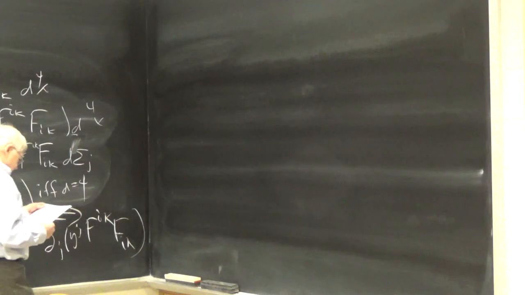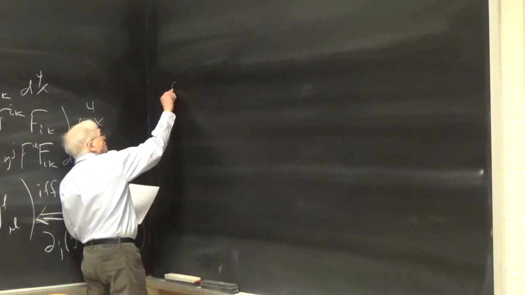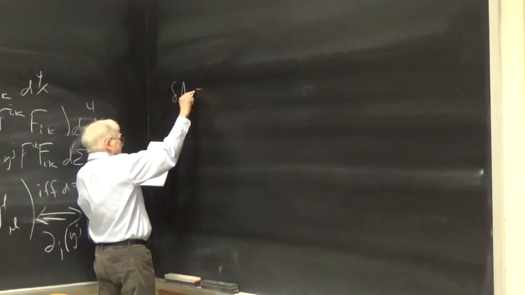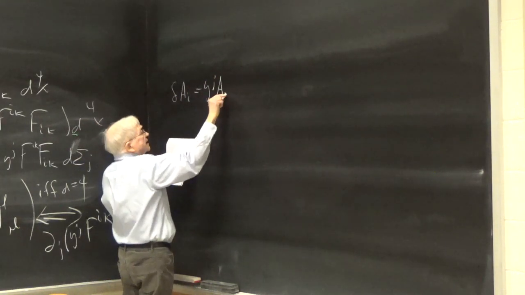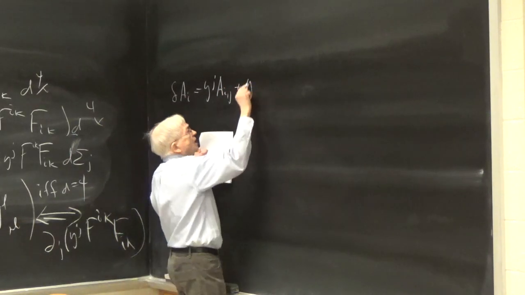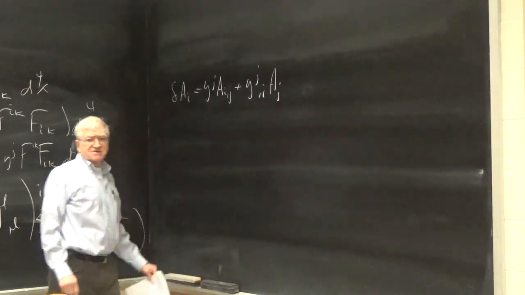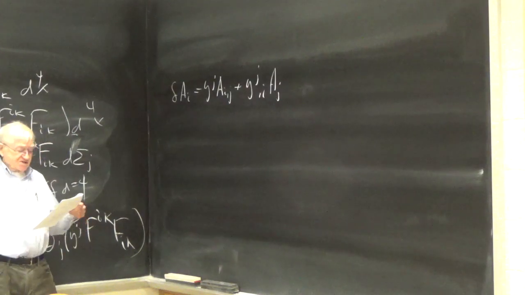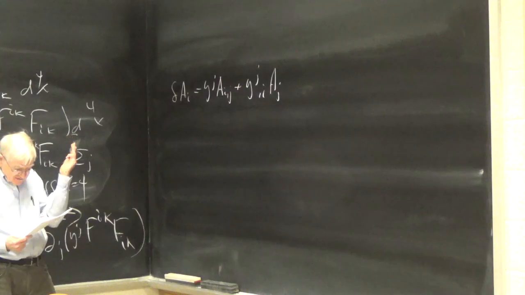So to lowest order, what we have is this. The change in A_i is y^j A_i,j plus y^j,i A_j. So that's what we worked out before we started to compute the change in the Faraday tensor.